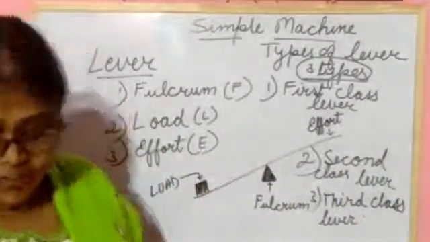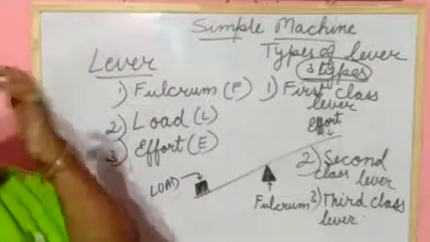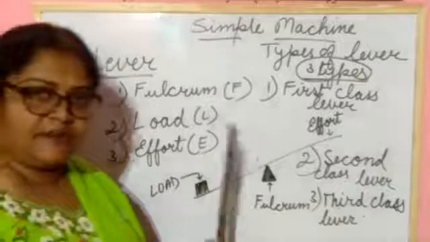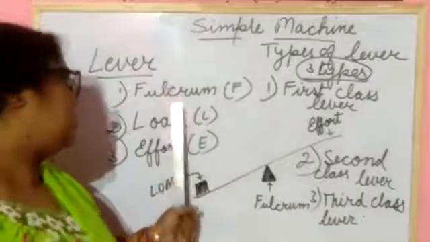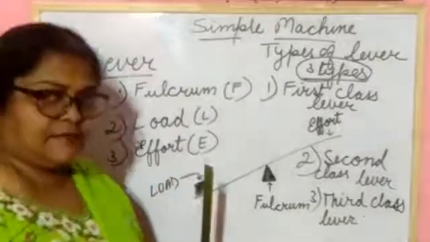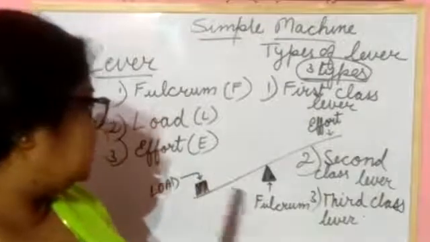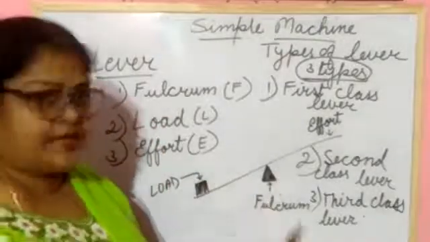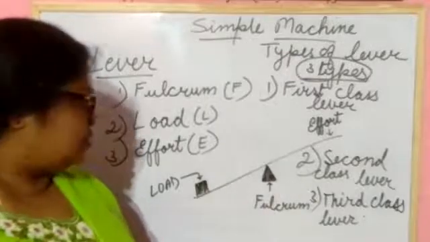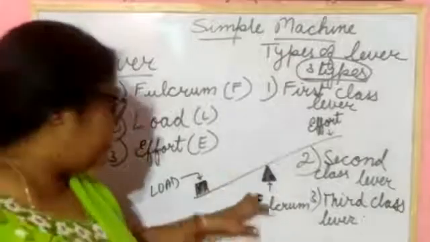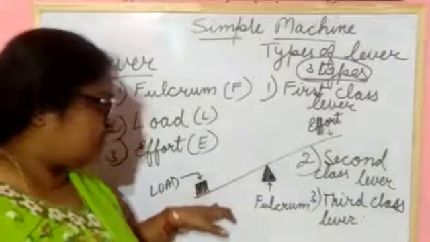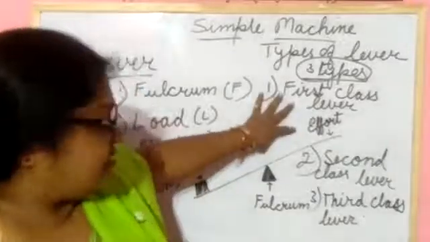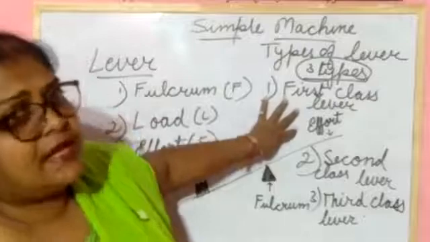First, you have learned about a lever. What is a lever? Next, you have learned about the three parts of a lever: fulcrum, load, effort. And after that, you have learned what the load arm and the effort arm are. The distance between load and fulcrum is known as the load arm, and the distance between fulcrum and effort is known as the effort arm.